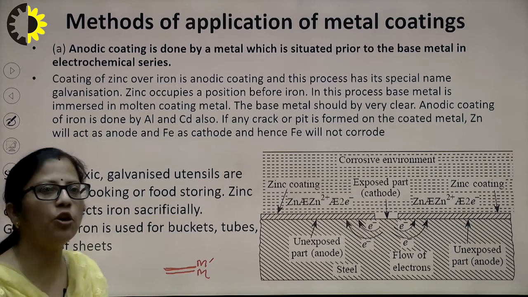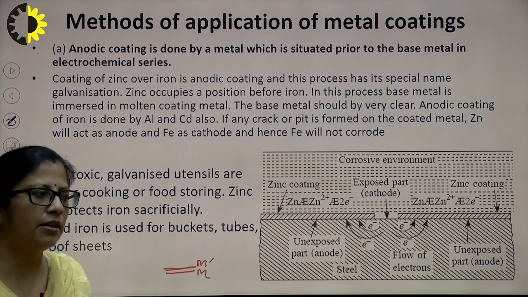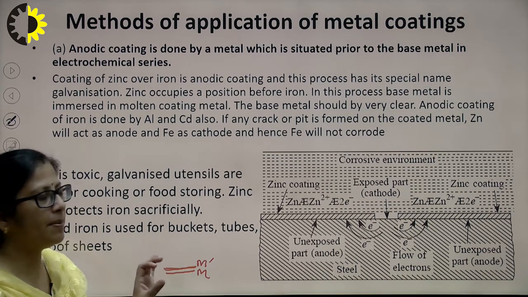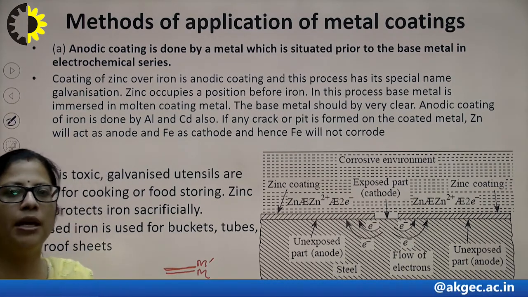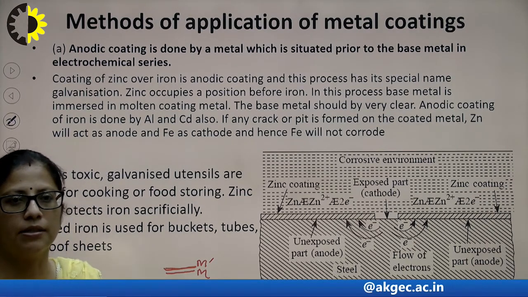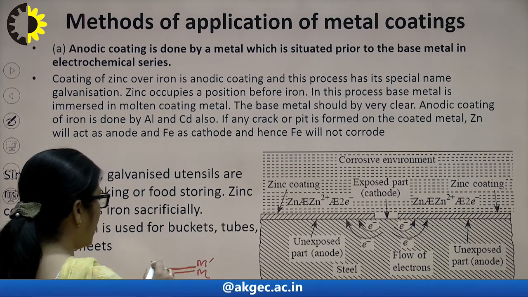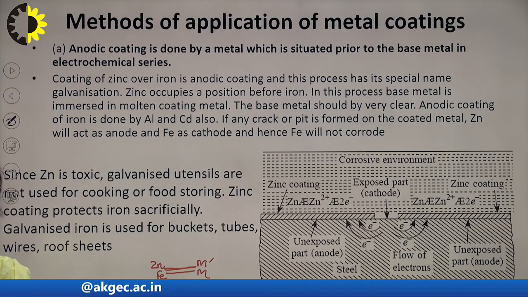Now, these anodic coatings are done by a metal which is situated prior to the base metal in the electrochemical series. So, as the name suggests, the metal which is used for coating should be more anodic than the metal which is to be protected. Suppose if I want to protect iron, then I have to coat it with a metal which is higher in the electrochemical series. So, I do a coating of zinc over iron, and this method is also known as galvanization.